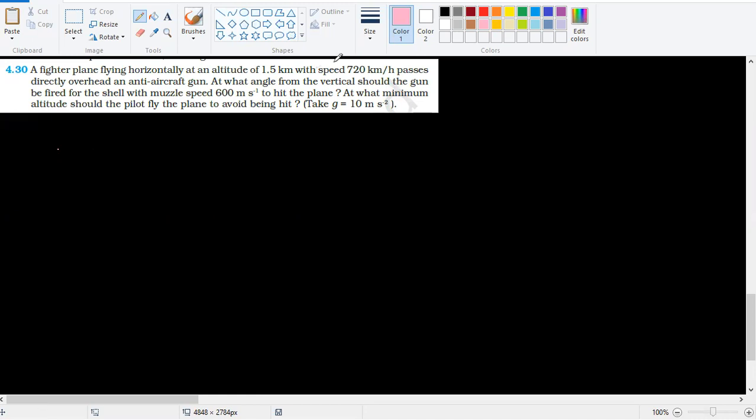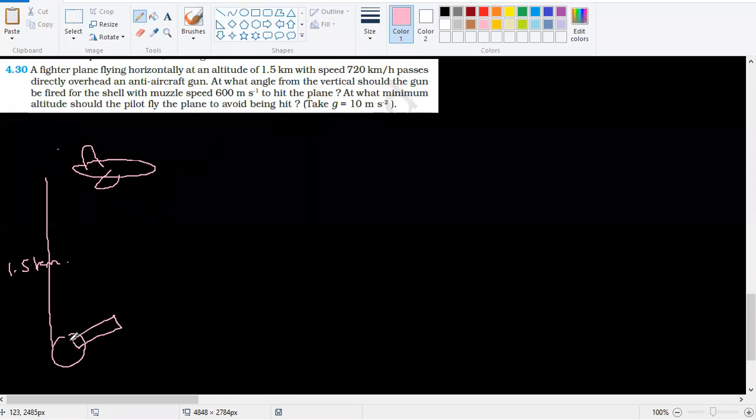So the plane is like this, flying horizontally at an altitude of 1.5 kilometers. So that means this is 1.5 kilometers. And there is an anti-aircraft gun, shooting the aircraft down. So the right side towards the airplane. From the point, the circle, it will go right side.